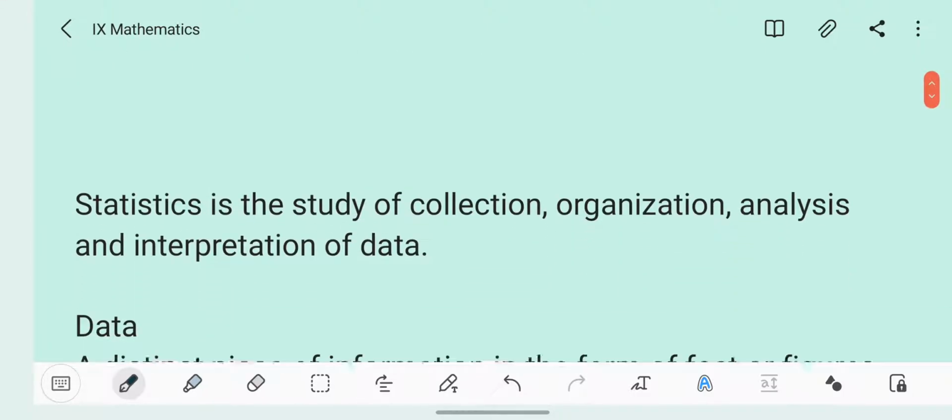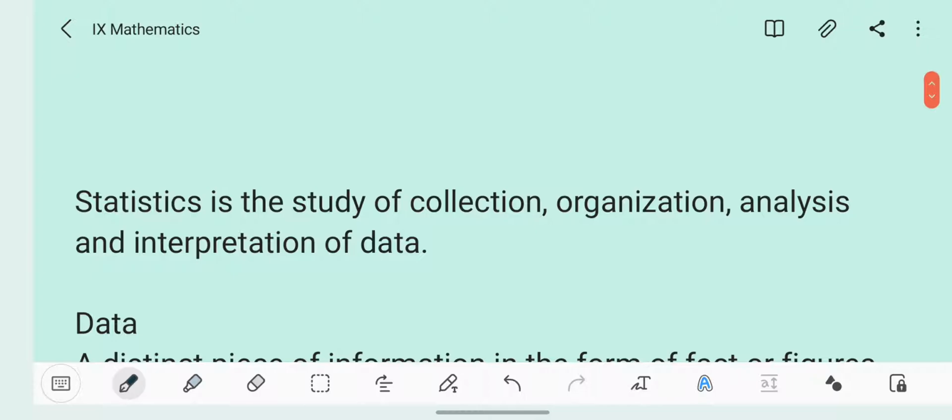Starting with the definition, statistics is the study of collection, organization, analysis, and interpretation of data. First of all, you need to collect the information. You organize the information, analyze it by yourself, and then the interpretation happens. Okay? Finally, we need to present it in front of the viewer.